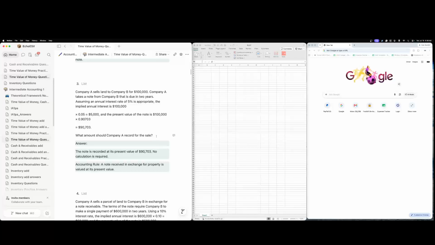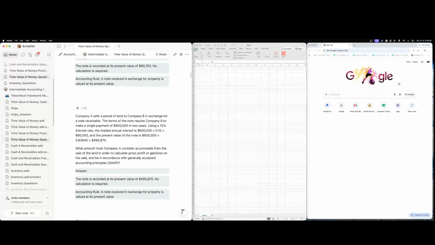Company A takes a note from Company B due in 2 years, 5% interest. So the applied annual interest is 100,000. The present value of the note is $90,730, so that's going to be the answer. That's what it's recorded at.